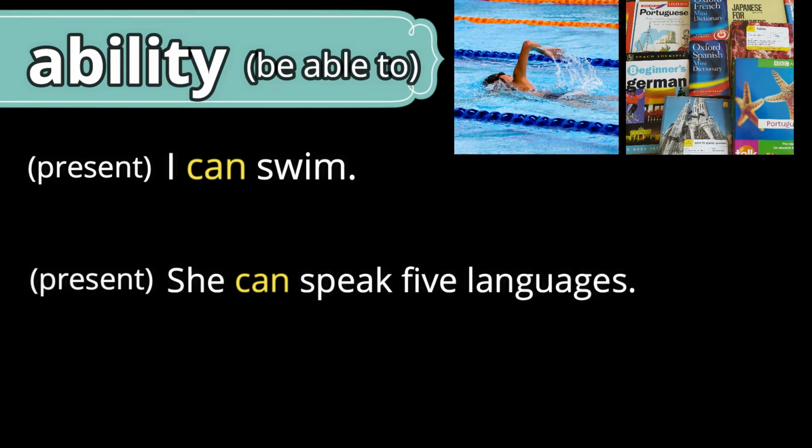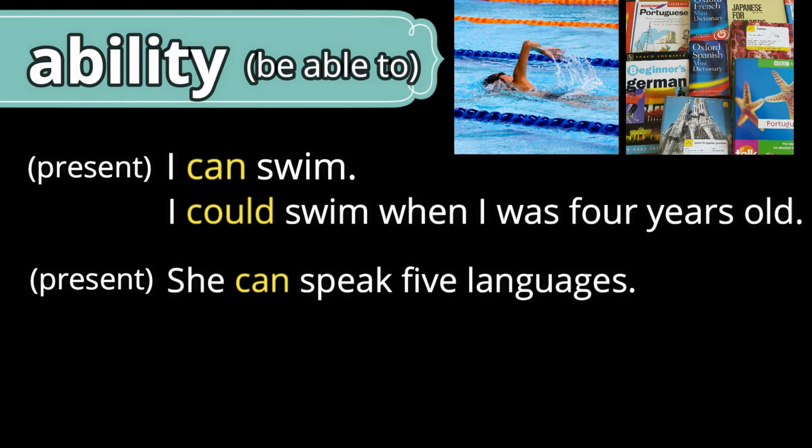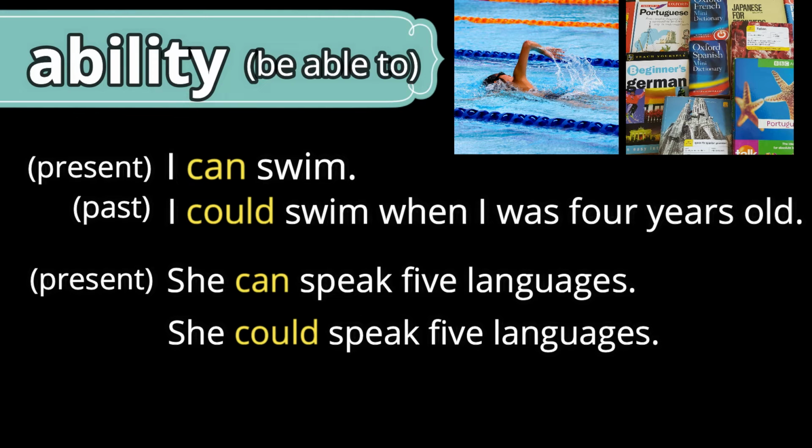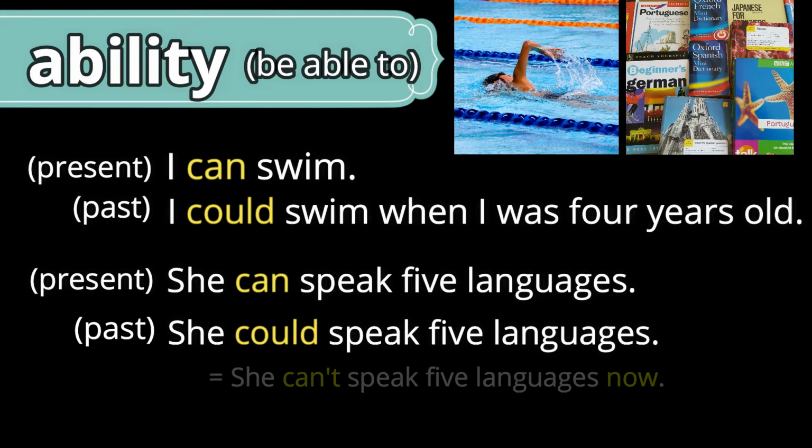And here is really where we see the difference between can and could when we're talking about ability. Because if you look at the next example, I could swim when I was 4 years old. Here, we're talking about a past event, being able to swim when I was 4 years old. And in the next example, she could speak 5 languages. This is implying that she could speak 5 languages in the past. And also that she can't speak 5 languages now.